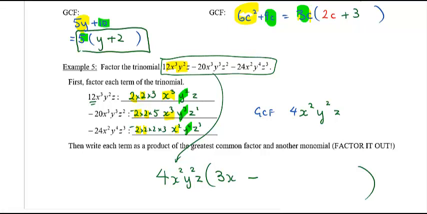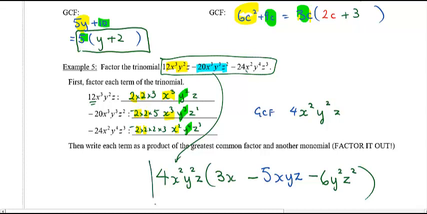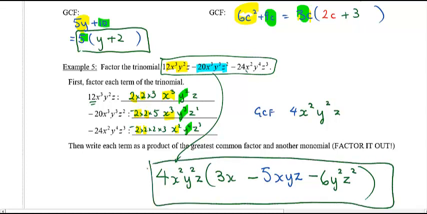Next one. This term, 20 divided by 4. That's 5. X cubed divided by x is just x. Y cubed divided by y is just y. And z squared divided by z is just z. And finally, the last term here, 24 divided by 4, that's 6. X squared divided by x squared is 1. Y to the power of 4 divided by y squared is y squared. And then z cubed divided by z is z squared. And that, my friends, is the final answer, the factored form.